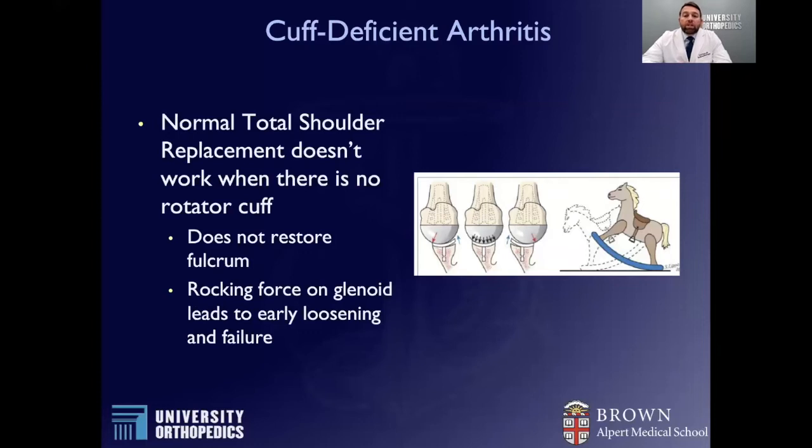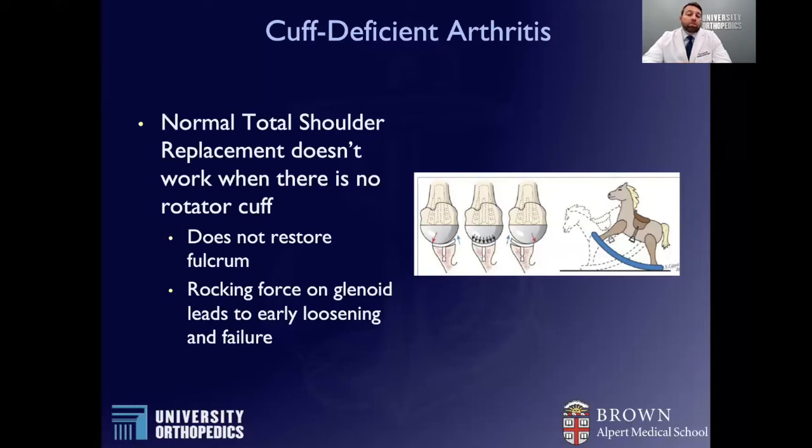And so in this cuff deficient arthritis, why don't we just use a normal total shoulder when the patient gets to a point where they need a replacement? And that's generally when injections are not providing good relief, when there's pain that's limiting activities of daily living or activities that are very important to the patient, and the symptoms of the shoulder are just not tolerable. That's when we start talking about shoulder replacement.